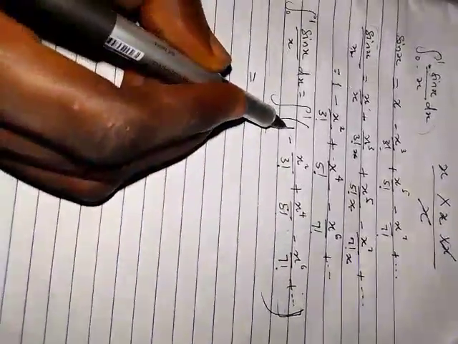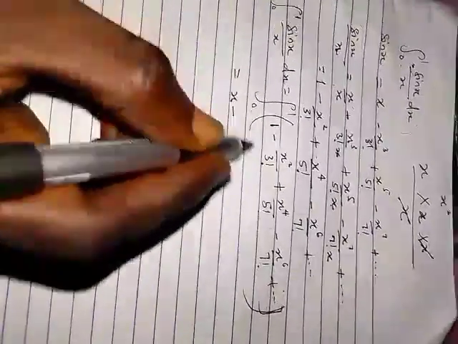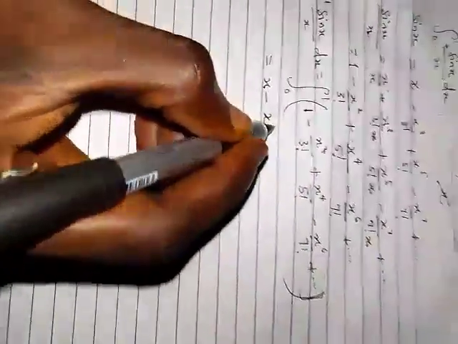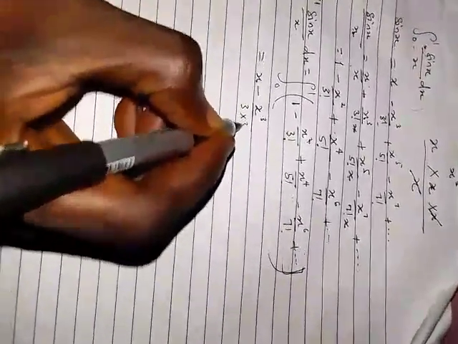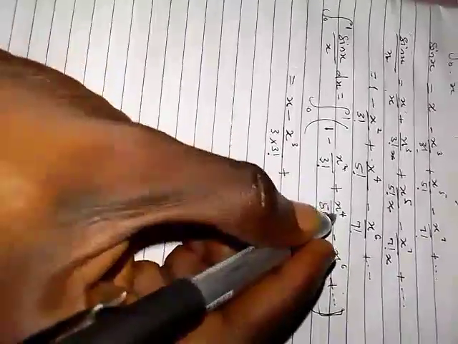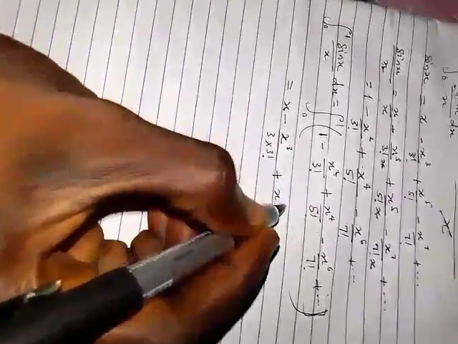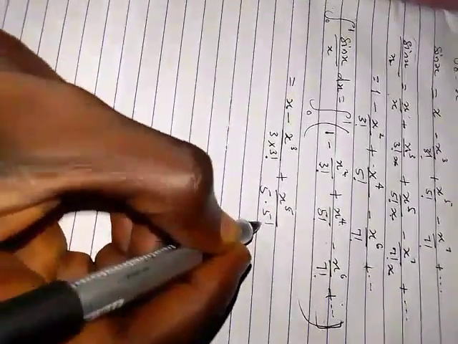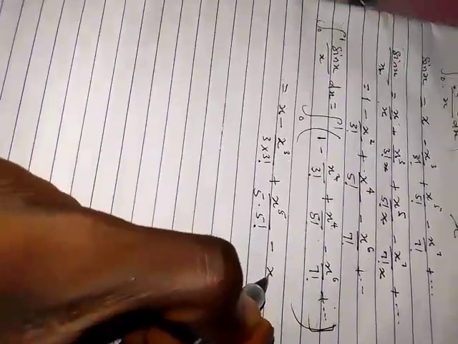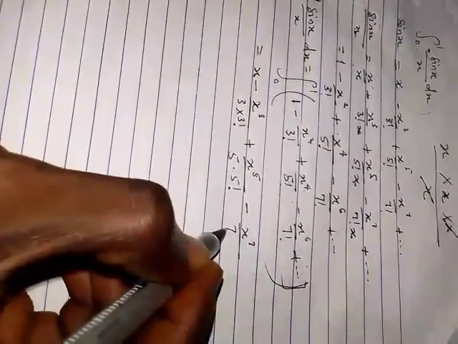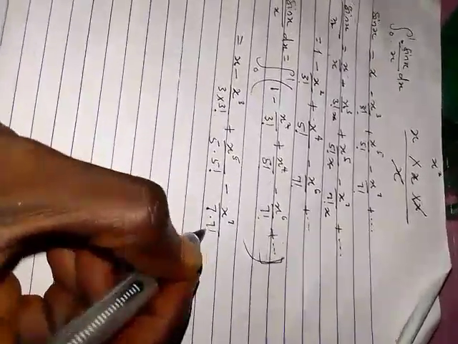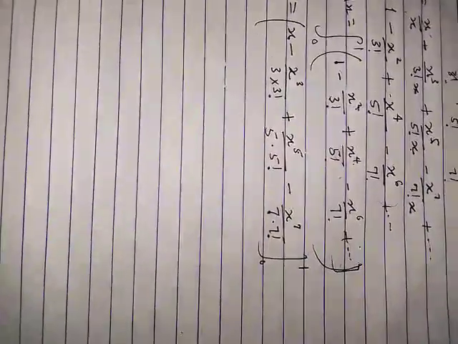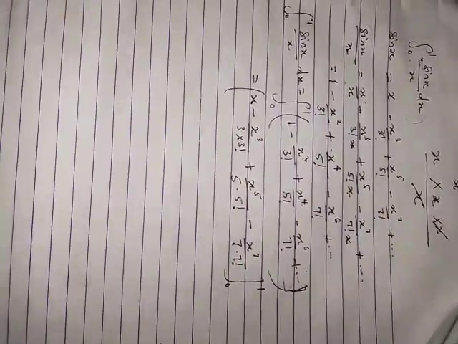How do you integrate this? Integrate 1, that's going to be x, minus integrate x squared over 3 factorial, that will be x raised to power, add 1 to 2, that is 3, all over 3 times the 3 factorial originally, plus integrate x raised to power 4 over 5 factorial, that's x raised to power 5, you're adding 1 to that 4, over that 5 you got, times 5 factorial, minus x raised to power 6 will become x raised to power 7, all over 7, we are integrating it, times 7 factorial. All this now between the boundary 0 to 1. Do not forget that as well. So keep this first. Let's continue in the next video.